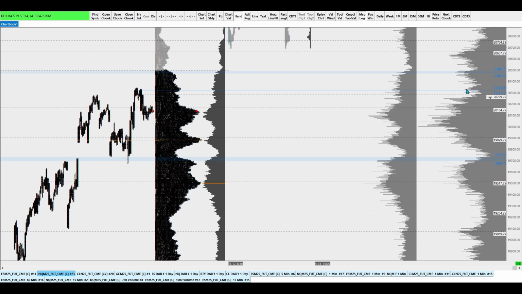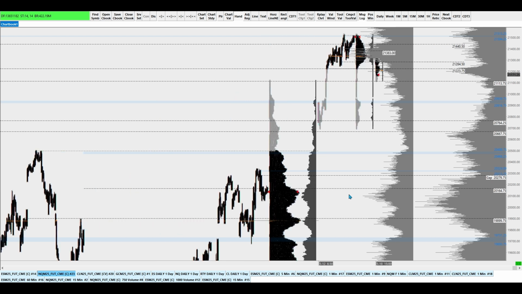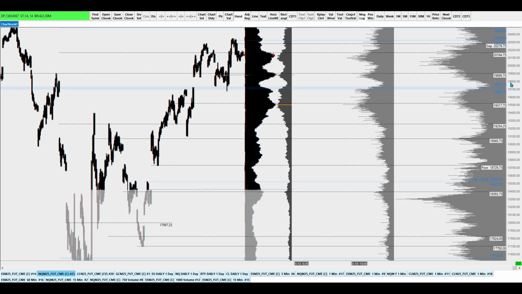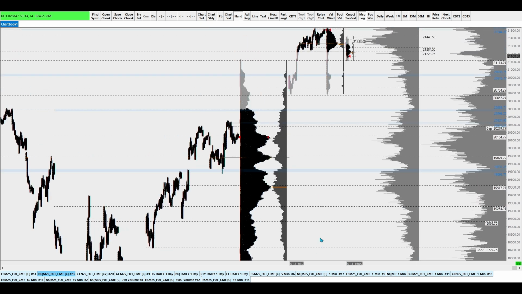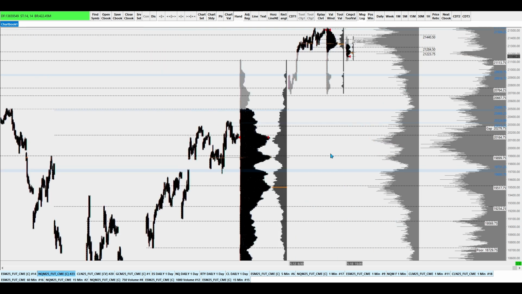So if at any point we start to see some acceptance back below this, let's just call it 20,500, I think it becomes a bit of an issue. You're going to see a pretty deep retracement back into this range, a couple hundred points below. I need to clean up some of these levels. I don't know if you want to be paying attention to all of these levels that I have here. They're just a reference point for me.